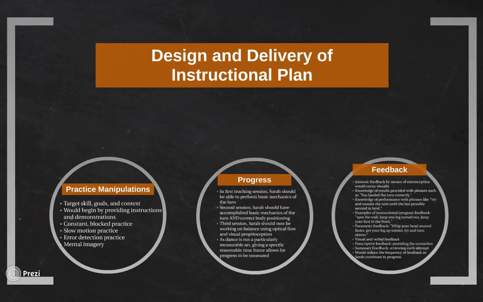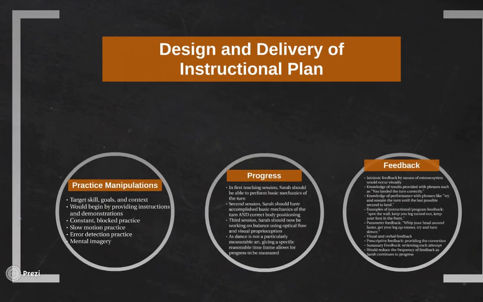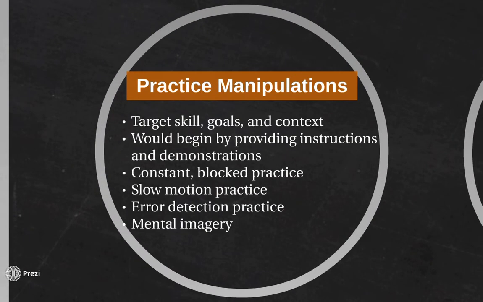Alrighty. Moving on to the design and delivery of our instructional plan. Practice manipulations. We already talked about the target skill, the goals, and the context. Obviously, the target skill is the pirouette turn. The goal is that Sarah wants to be able to successfully execute that pirouette turn. And the context right now, we're saying, is in a dance studio.